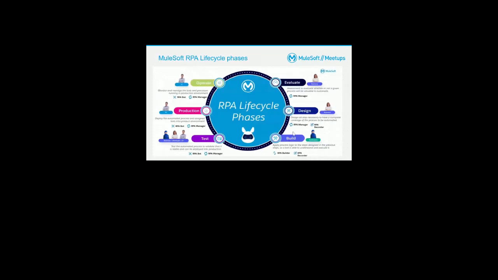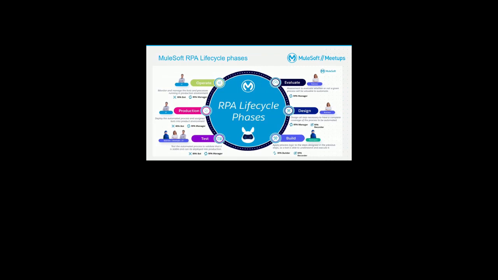Then we have the build phase. All the business logic we need to write in the build phase. It's just like our Anypoint Studio, and here we have the RPA Builder. Then after it we have the test phase. We need to check whether all the necessary use cases pass with this automation process or not. Then we have the production phase. Once the testing phase is complete, we can move our bot to production.